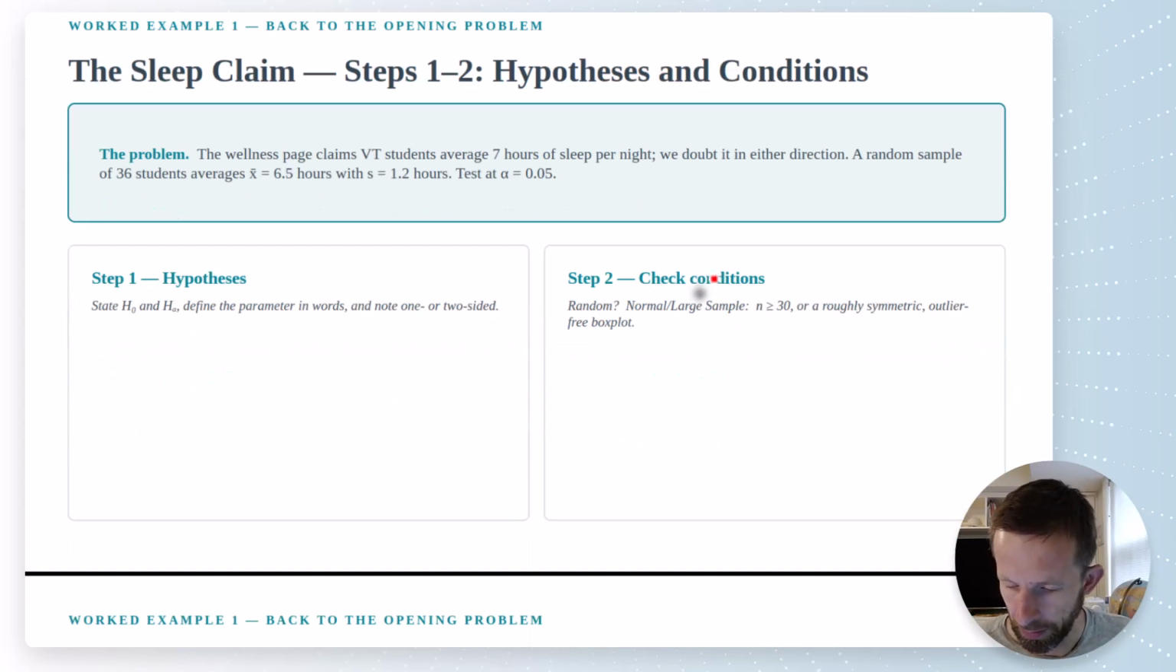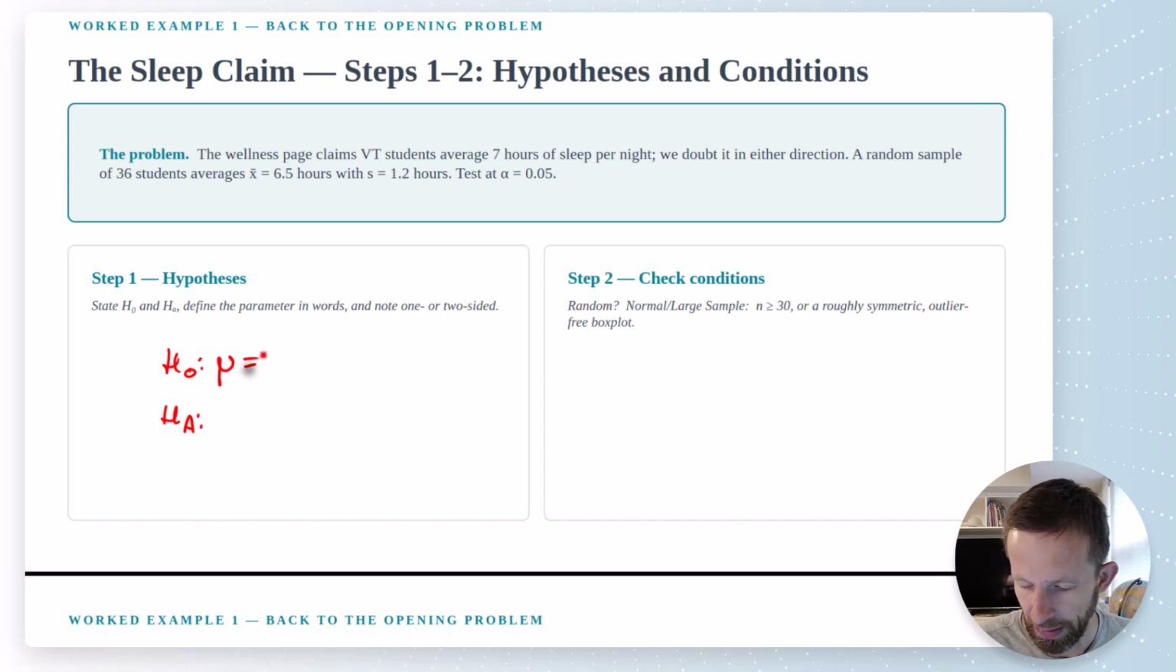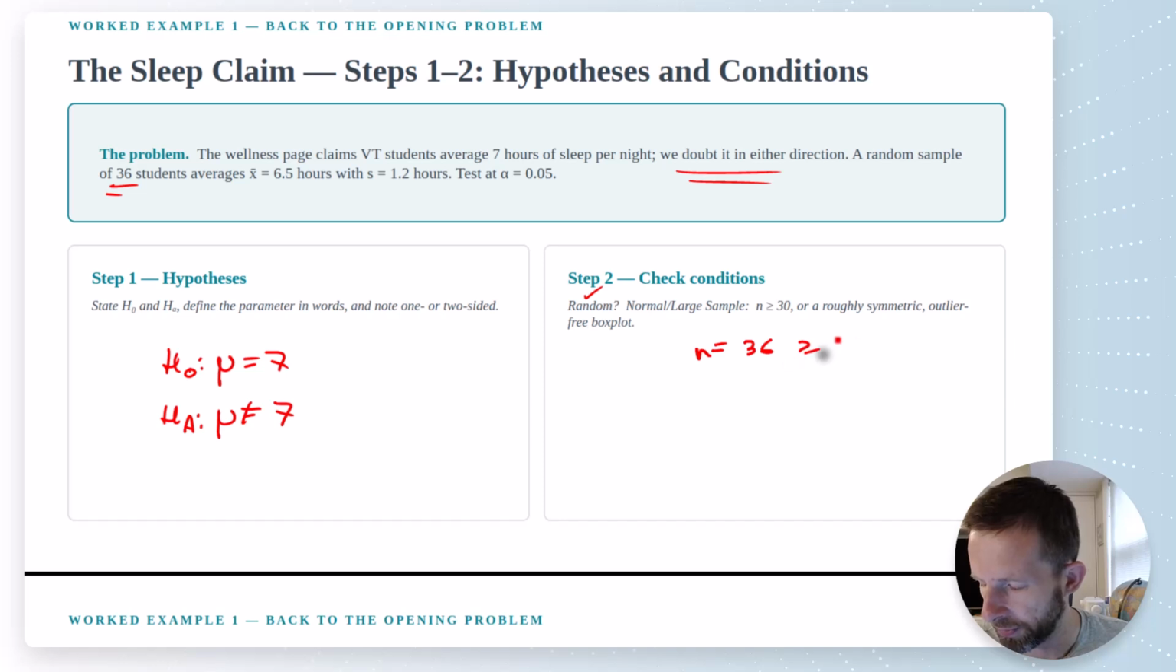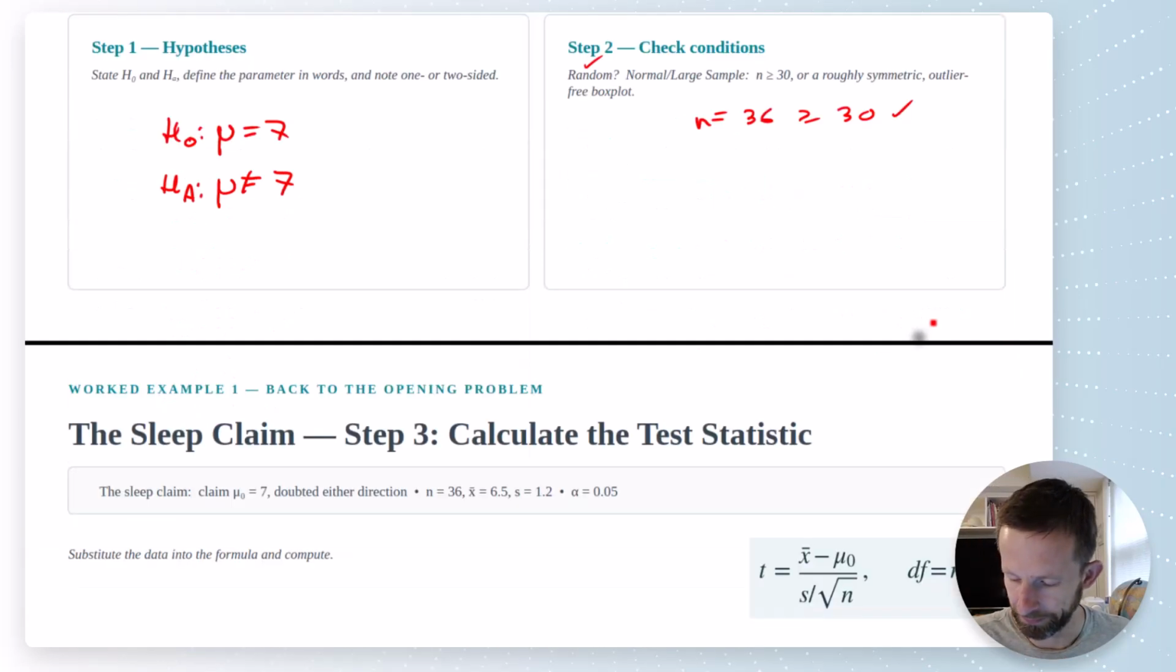All right, so let's see. The wellness page claims the Virginia Tech students average 7 hours of sleep. So we're going to set up our H0 and Ha, our null and alternate hypotheses. The claim is that the population of all students averages 7 hours of sleep, and we think that they do not. So we doubt it in either direction, which means our alternate is going to have a not equal sign. Check conditions: yes, random. Large count: n is 36, which is greater than or equal to 30, so the large count condition is met.